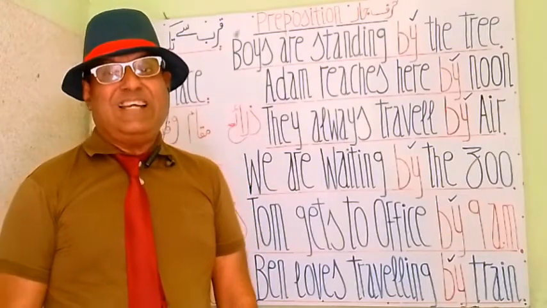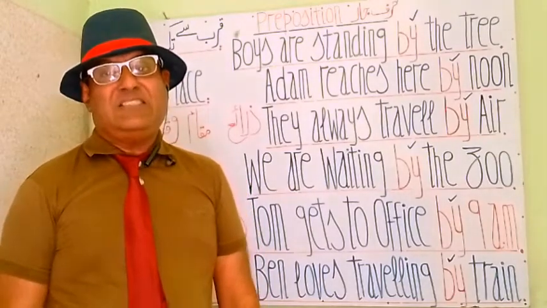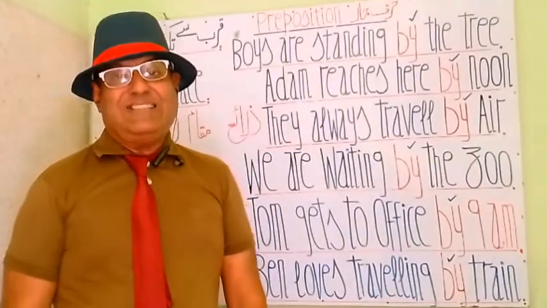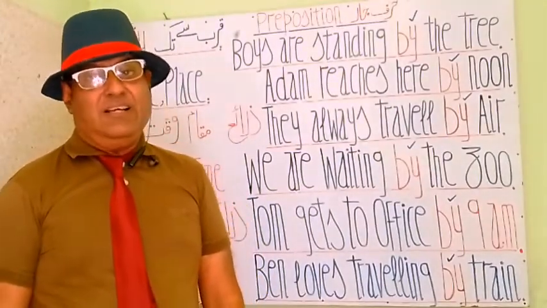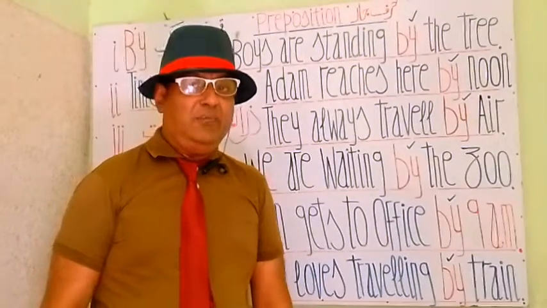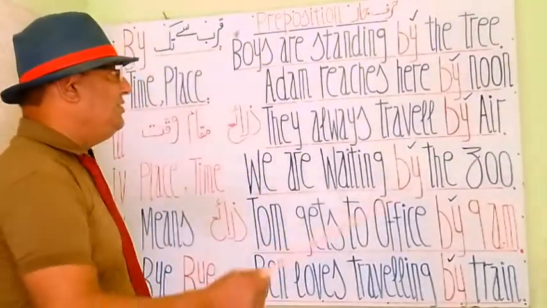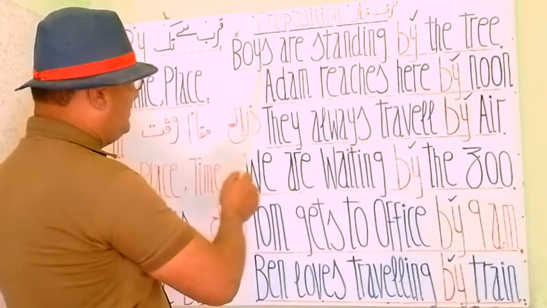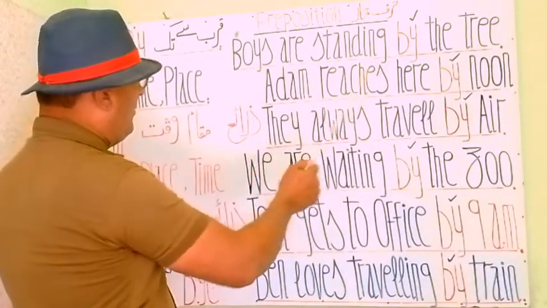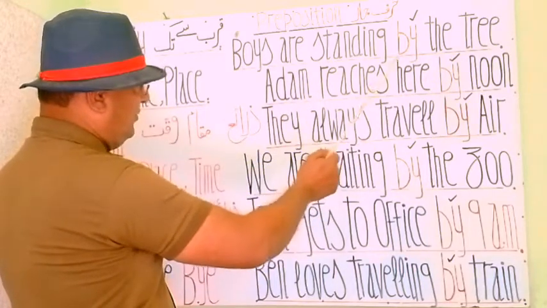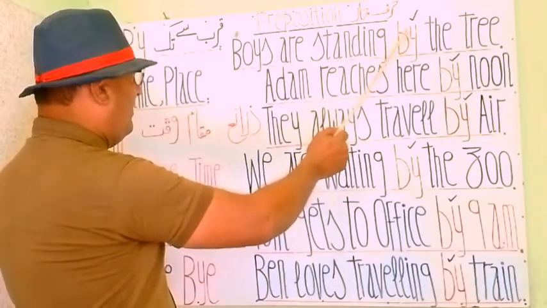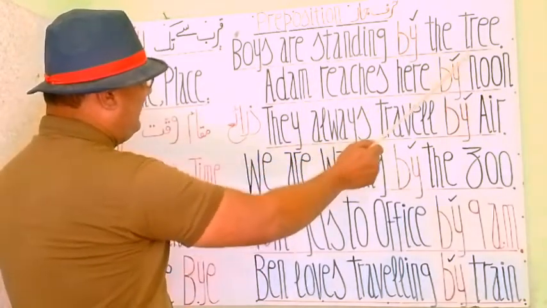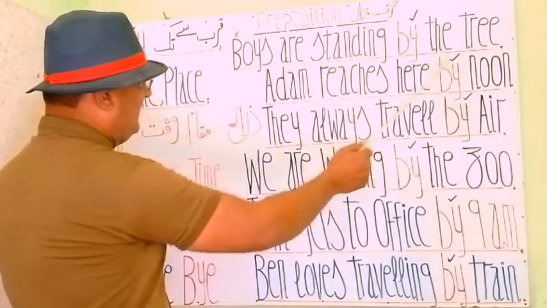So boys are standing by the tree. And my students, you see that by is showing the relation of boys and the tree. It shows the relation among boys and the tree. So you see that here we have taken the preposition by. So boys are standing by the tree.